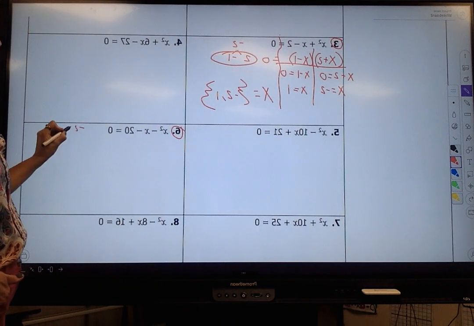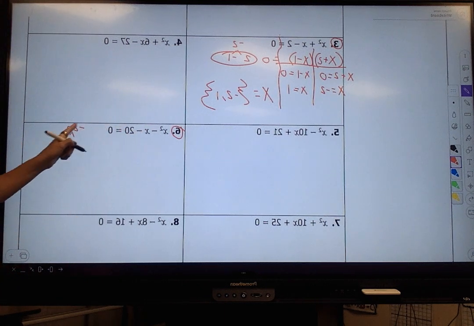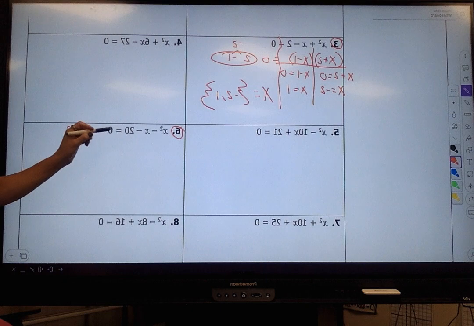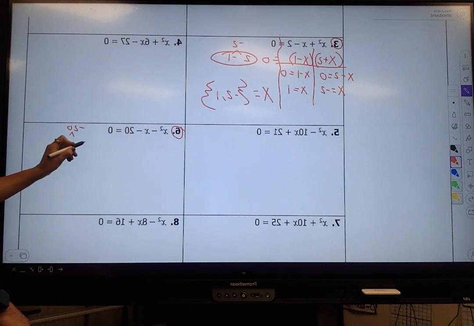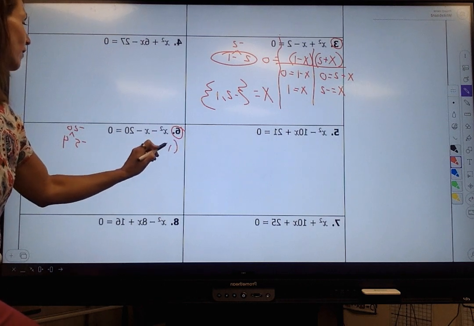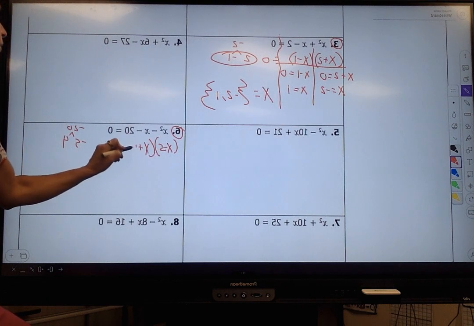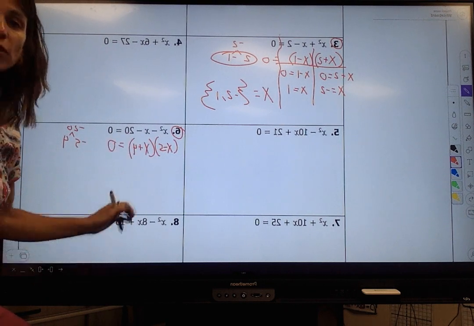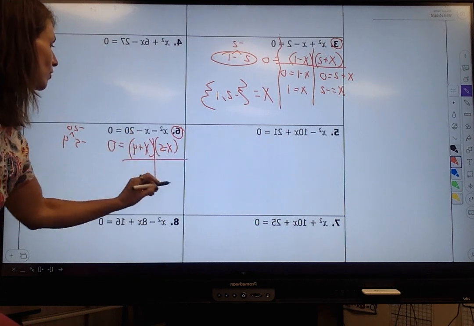My magic number is -20. It's already set equal to 0, so I don't need to change anything. Two numbers that multiply together to give me -20, but when combined give me -1, are -5 and 4. So I have x minus 5, x plus 4, and I set that equal to 0. Those are my factors. Now I set my factors equal to 0.